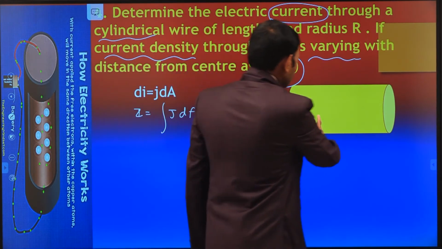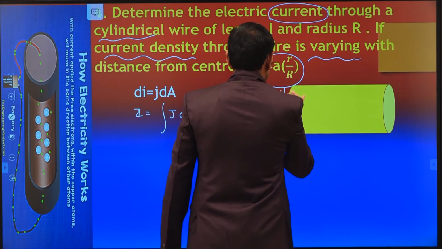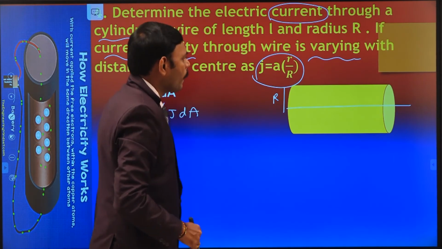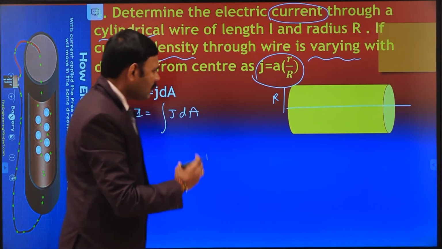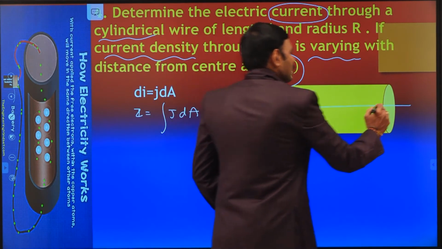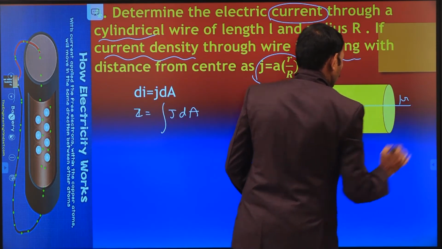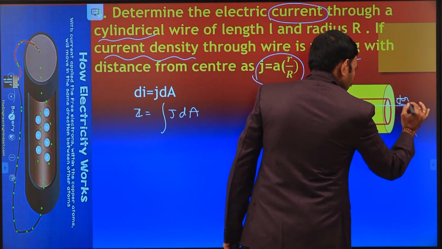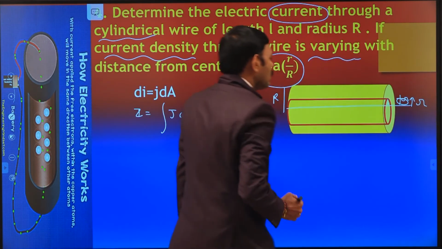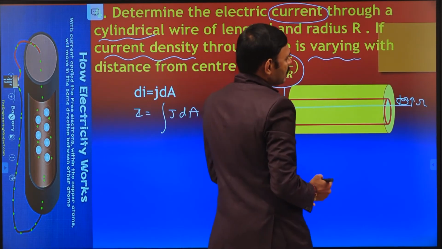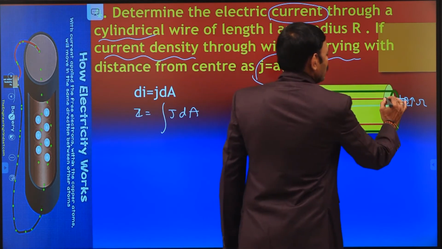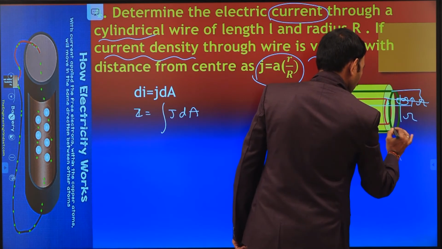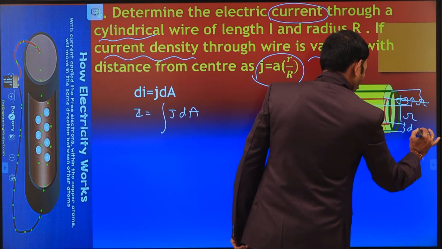So students, let us consider this is the cylinder. The radius of the cylinder is R. This is the axis of the cylinder, and the radius of the cylinder is capital R. To find this current, we have to assume a cylinder of radius small r. So let us see the animation. We have a small cylinder. This is the radius of the small cylinder. Beyond the small r, let us consider a width of dr. Once again, the small cylinder radius is r and the distance is dr.